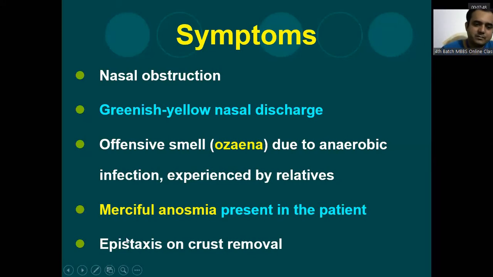And this term is also important, merciful anosmia, right? Quite often you are asked this thing in your viva examination. So what do you understand by merciful anosmia? It means that the persons with atrophic rhinitis, the diagnostic symptom is ozena, the foul smell. So the smell is okay. In my practice, I have seen several cases of atrophic rhinitis, several, but not too many because this is not very common these days. It is so foul smelling, I know, that you feel like vomiting, right?